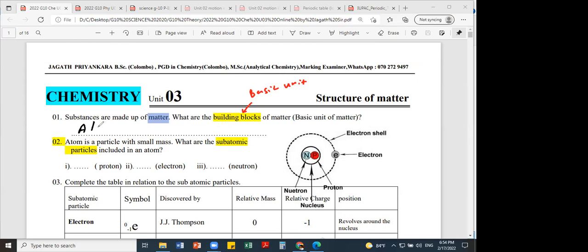So I write the answer for the first blank: atoms. Atoms are the building units or the basic unit. Underline the word. I have given here within bracket basic unit. No need to write it again. But if you take the organism, the basic unit will be the cell. Okay. Then next one.